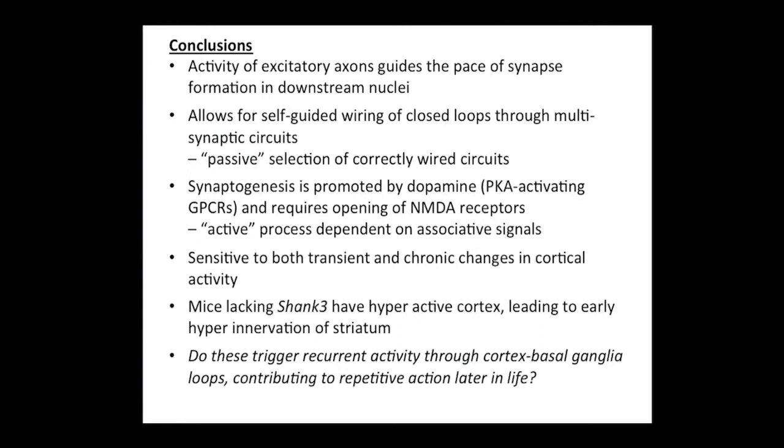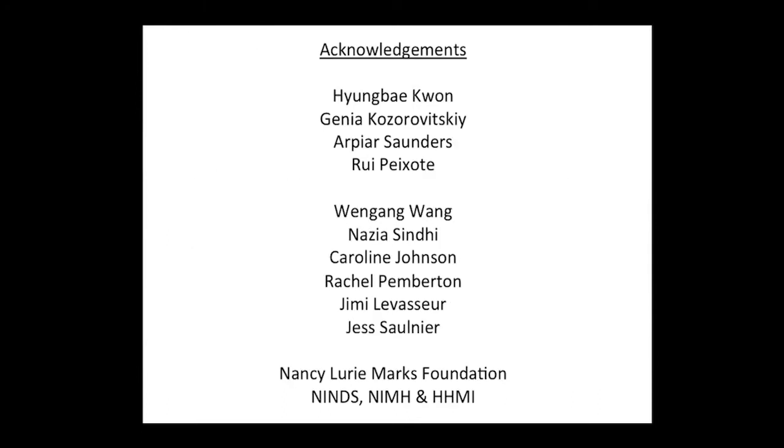These processes are sensitive to both transient and chronic changes in cortical activity, and we think that SHANK3 mice actually have overactive cortices early in development. This drives hyperinnervation of the striatum. We think this could set in motion hyperconnected recurrent loops that might underlie some of the repetitive grooming and so forth those mice see. Okay, and that's currently what we're pursuing now.